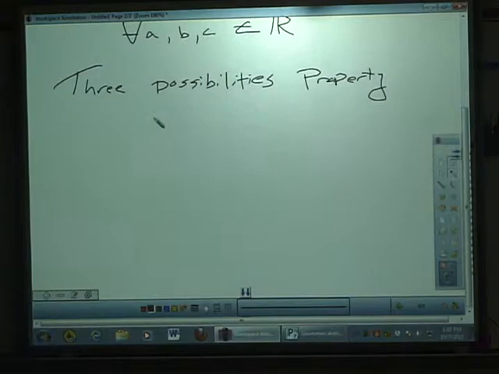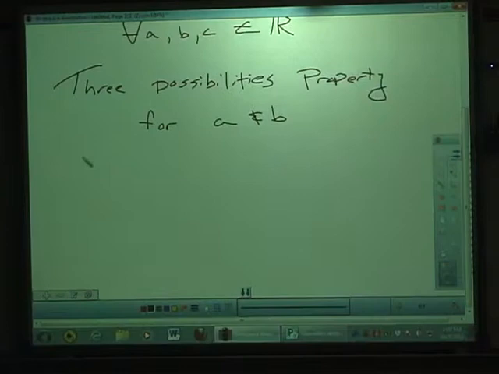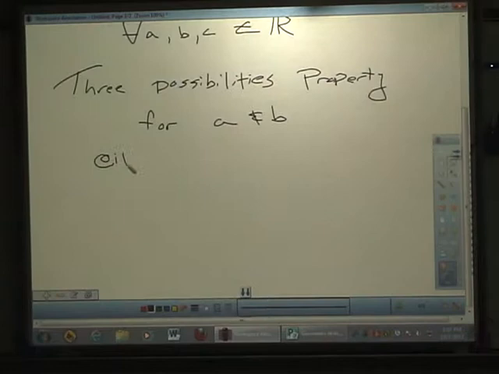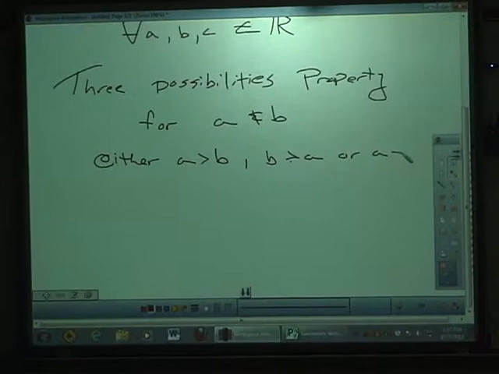for two numbers or values, A and B, we have three possibilities. Either A is greater than B, B is greater than A, or A is equal to B. Three possibilities. One of those three has to be true.